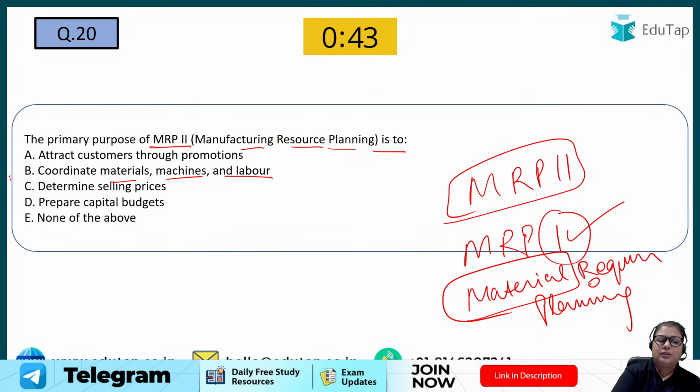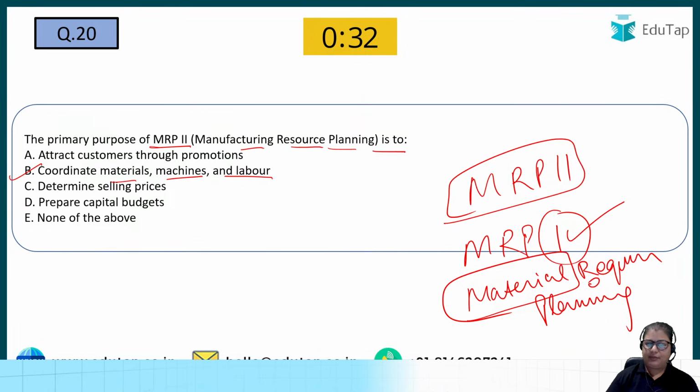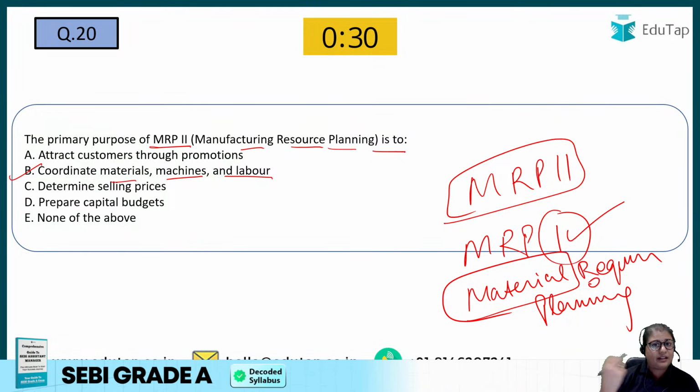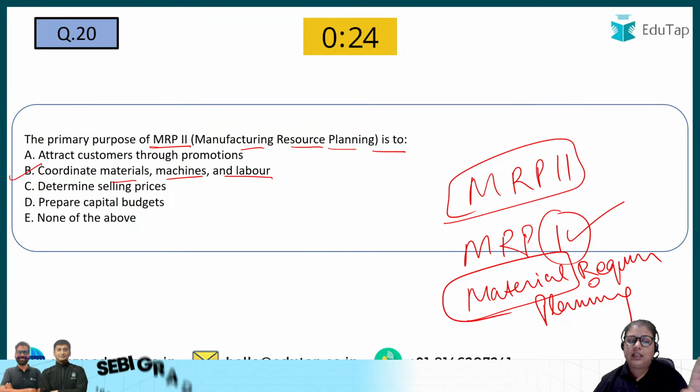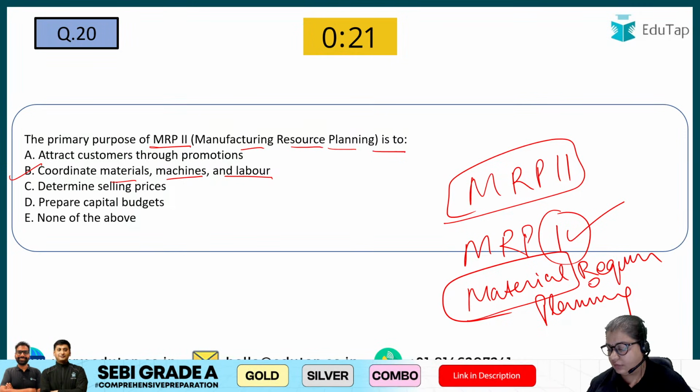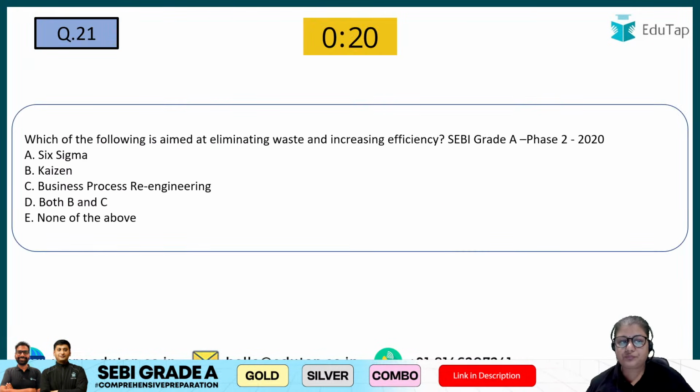The answer is B. To coordinate materials, machine and labor is the primary purpose of MRP2. Attracting the customers is not a part of manufacturing. Determining the selling price, again not a part of manufacturing. Preparing capital budgets, again not a matter of manufacturing. So the answer is B. It is very clear. Okay, moving ahead.